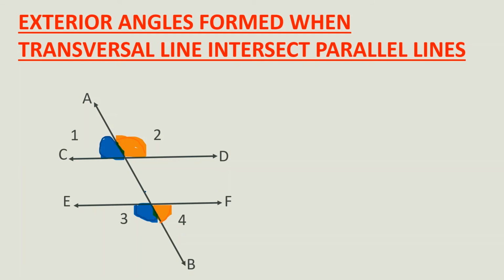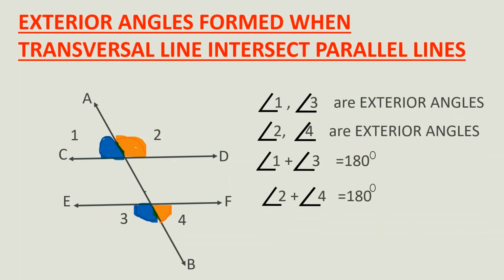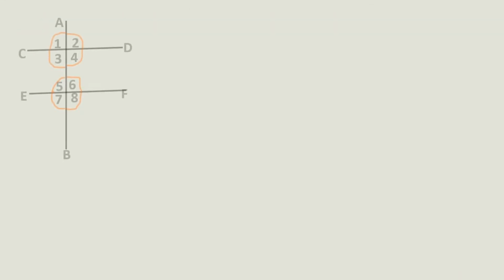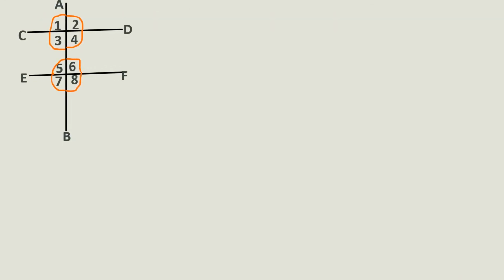Now let's see exterior angles formed when transversal lines intersect parallel lines. We know that angle 1 and angle 3 are consecutive exterior angles, and when you add them up, they give us 180 degrees. And then angle 2 and angle 4, when you add them up, you get 180 degrees. Let's see an example.